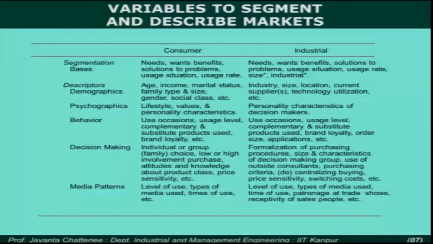And so we can summarize this whole thing, these variables to segment and describe the market, if you go one by one from the left hand column. So there can be base segmentation, then there can be segmentation based on demographics, which is age, income, etc., or in the case of the industrial market it will be based on industry size, location, industry class and so on. It can be based on psychographics.